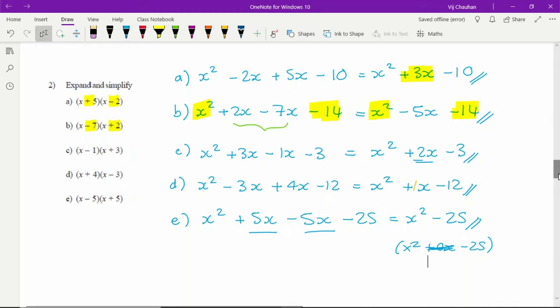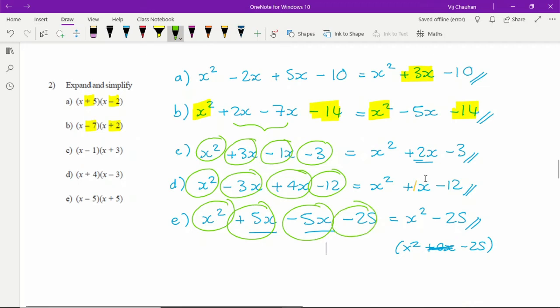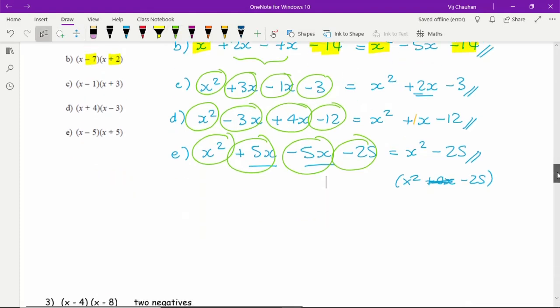And again, if you use the grid methods, then what you should have in each of your boxes are these 4 components. So that's what you should have in your 4 boxes. For D, you should have 1 box of x squared, 1 box of minus 3x, 1 box of positive 4x, and 1 box of minus 12. And if you've used the loops, then again you should have exactly what I've got on screen, if not in a slightly different order. So let's move on to the next set of questions.